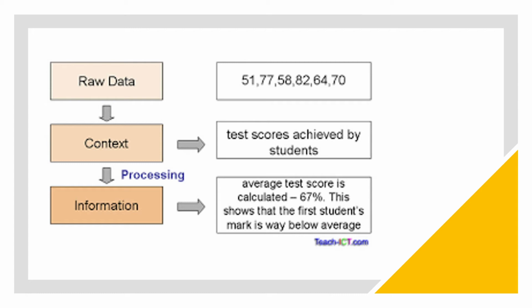Okay. So this is another example of information. In raw data, we have simply put all of the things together on a page. We don't know what this is. Then context means giving a name to this data, like these are the test scores achieved by students, and then from these scores we conclude our information, that this is the average test score and the average marks of the students is 67.